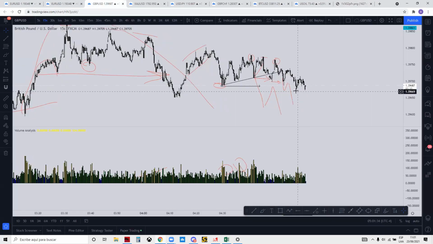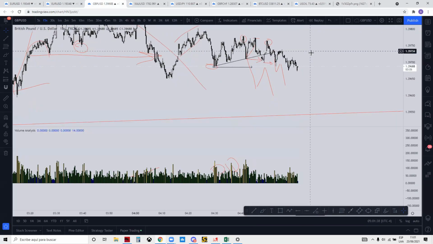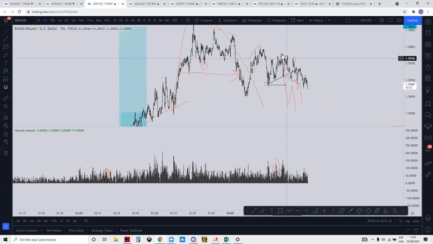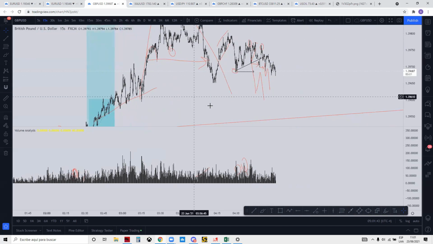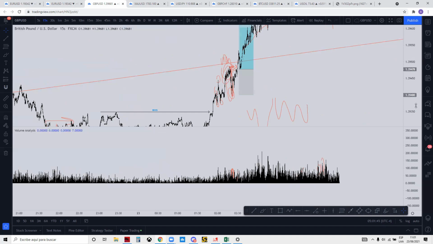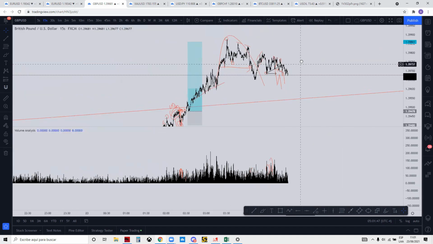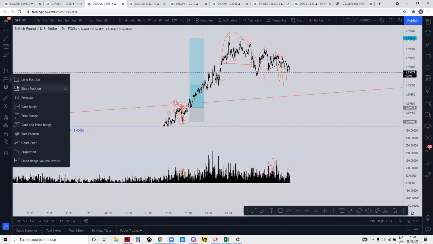I just took a short. I do take a short here. My stop loss is up here. It's not the best RR in the world, but I think that price is likely to move lower, so I'm shorting GU now. This is my short.